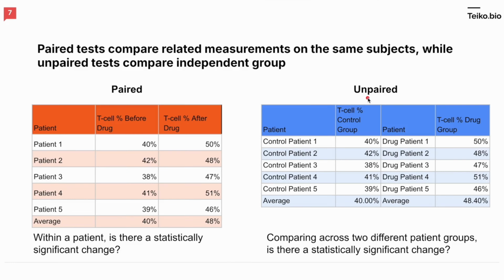The second kind of class is unpaired, which is comparing independent groups. So imagine you've got these control patients over here who could be treated with a regular standard of care drug, and you've got patients on this side who potentially have the experimental drug. So these are two logically distinct groups of patients. So this isn't the same patient in each group. And you can see over here, there's an average for each group. So for example, the percent of T cells on this side is 40%, and over here it's 48.4 for the people with the experimental drug. So the question being asked here is, across these two different patient groups, is there a statistically significant change between the control and experimental drug?